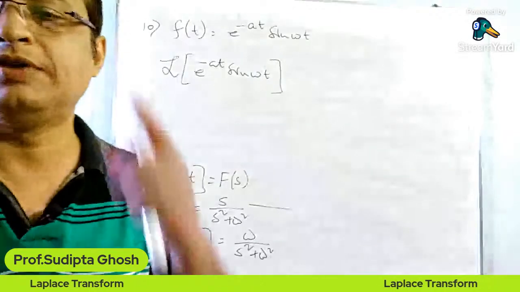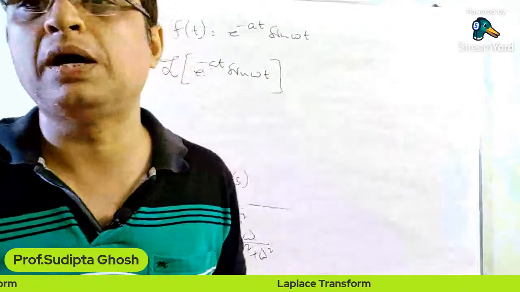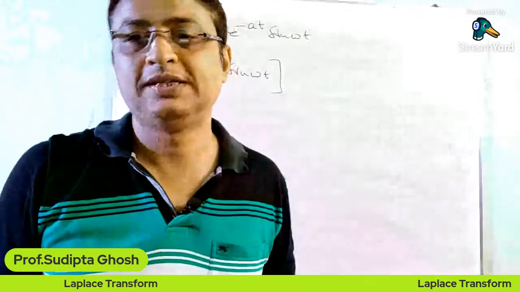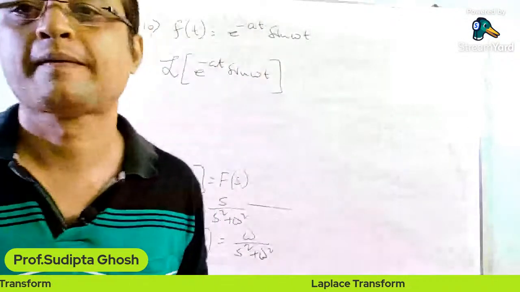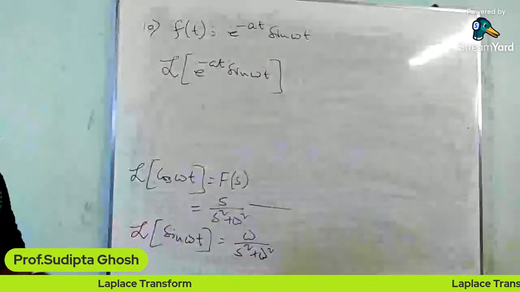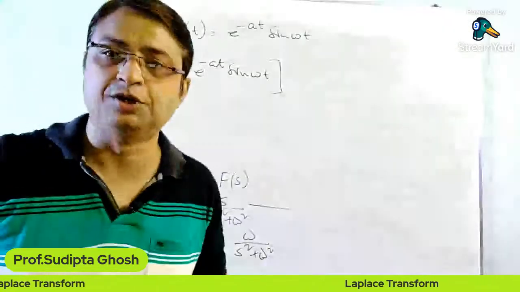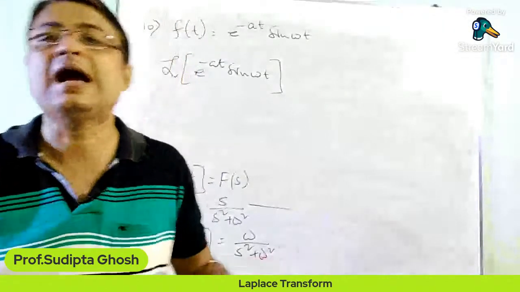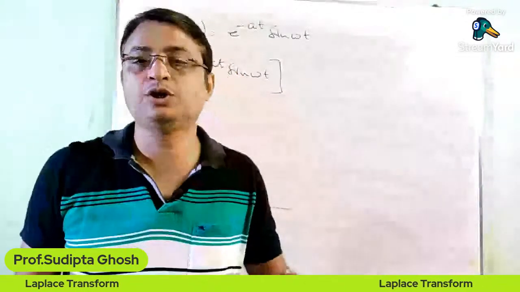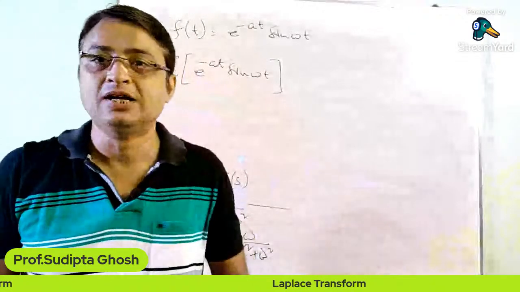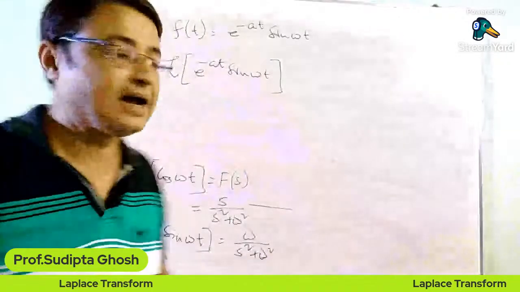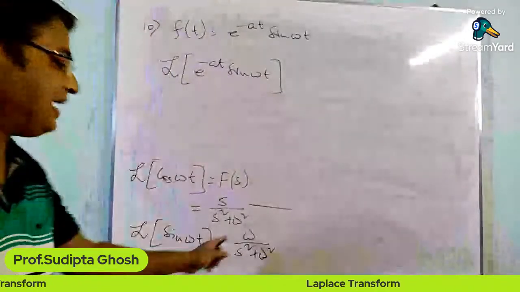Okay, Jayanto, have you given the answer that is omega plus a? No, Jayanto, this is not the value, because we have to substitute s by s plus a. Remember, we have to substitute s by s plus a. So omega will be there unaltered, and only the s value will be changed.